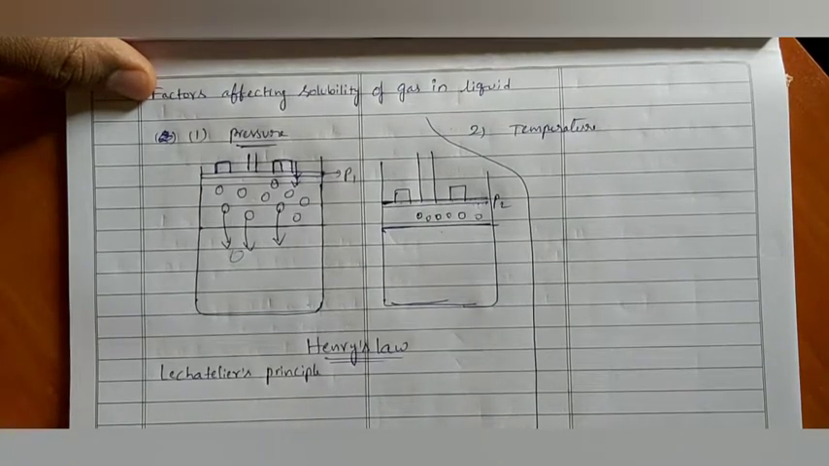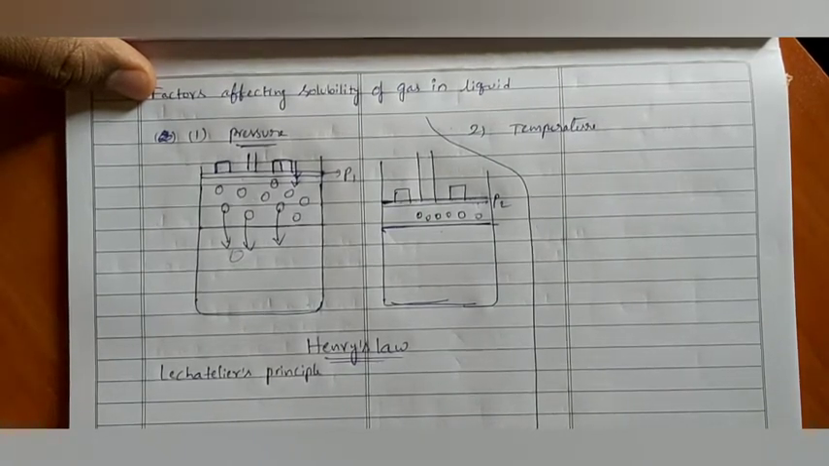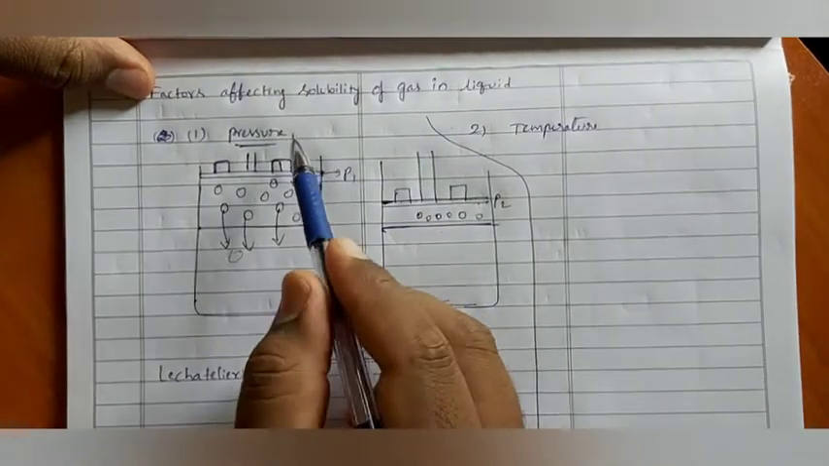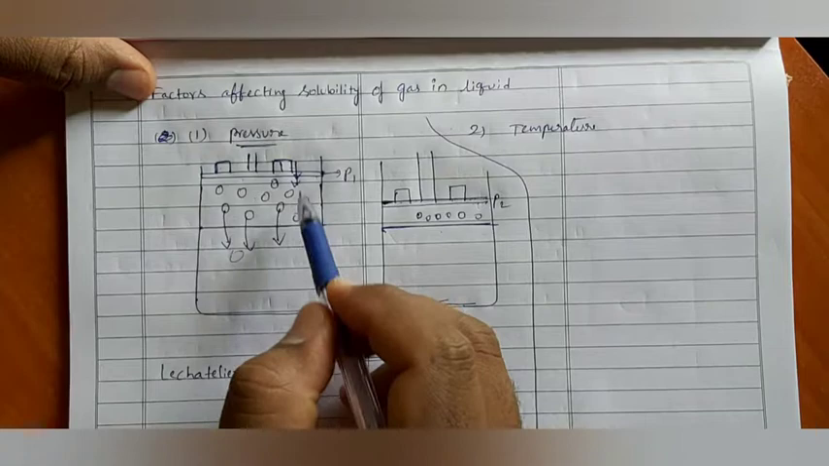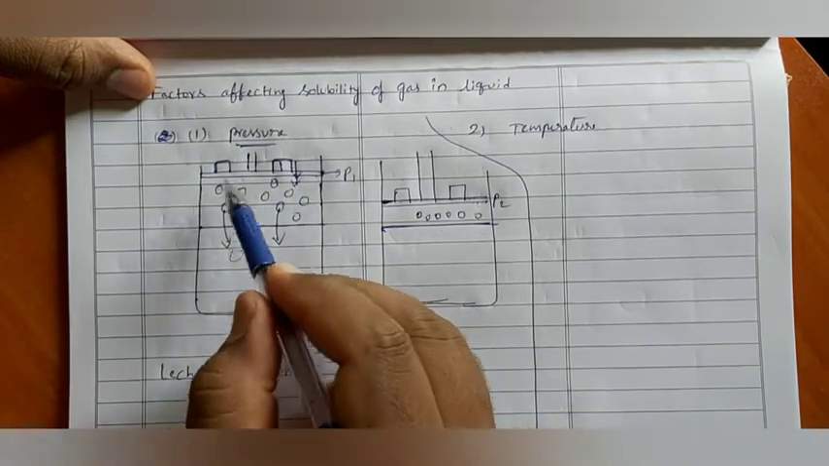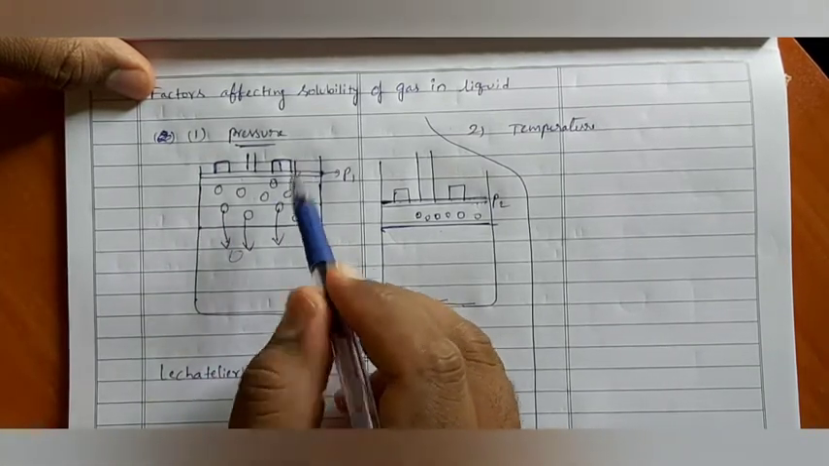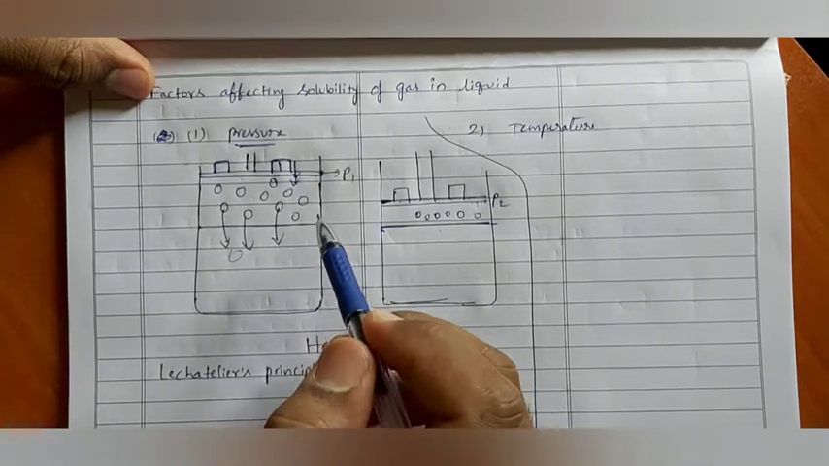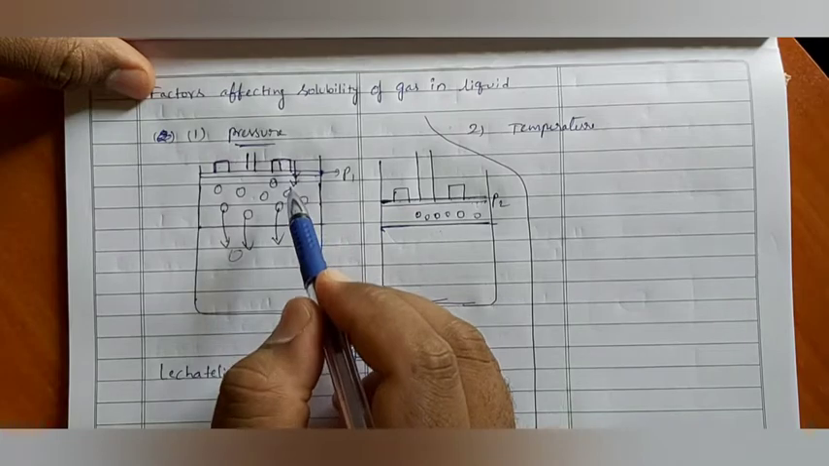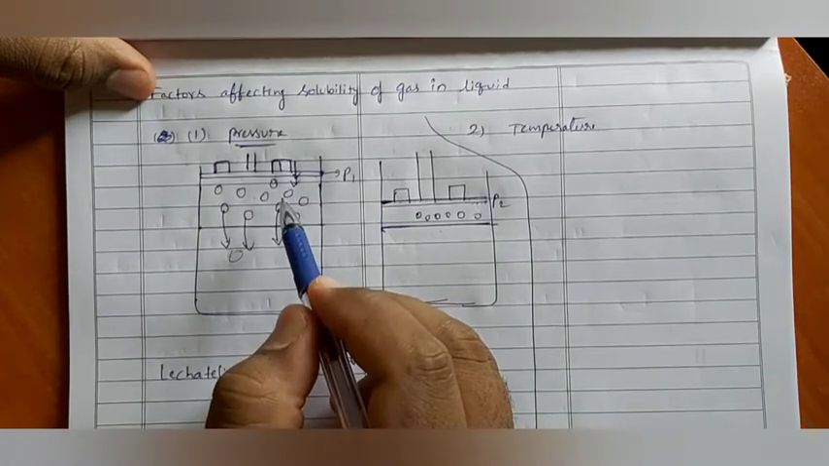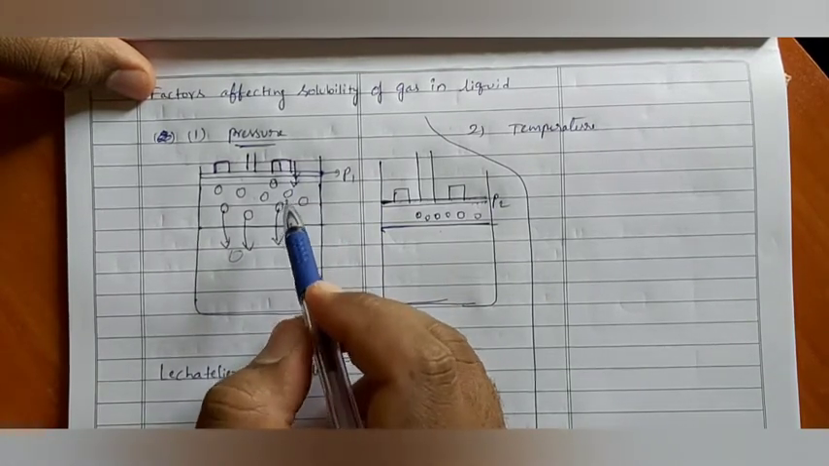What is that Le Chatelier's principle? Here one effect is going to be observed. What is that effect? Pressure. On the gas, one effect is going to be observed, and that effect is called pressure. By the increase of that pressure, what is going to happen?